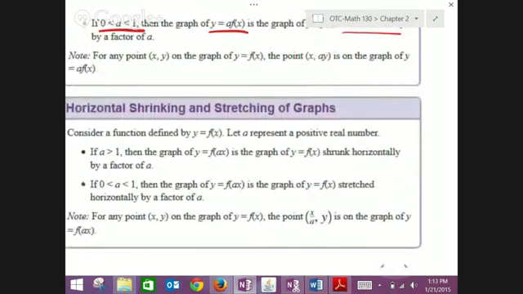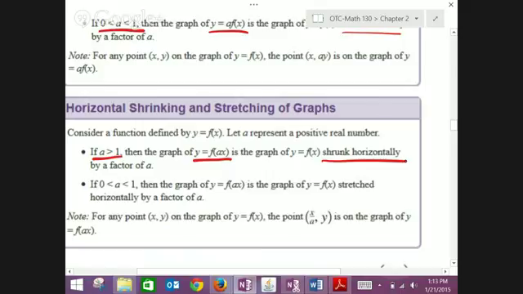However, when you manipulate the x, just like we talked about before, it's going to be counterintuitive, right? If a is greater than 1, it's going to be shrunken horizontally. So if I multiply it by 2, I've changed the domain. Let's say it goes from minus 2 to 2, and then I replace x with 2x, it's going to go from minus 1 to 1. The y stays the same, though.